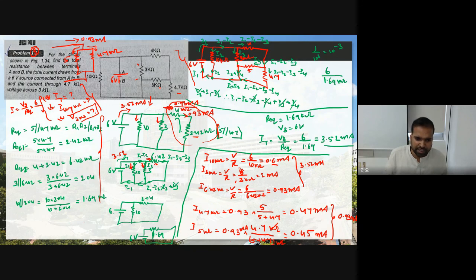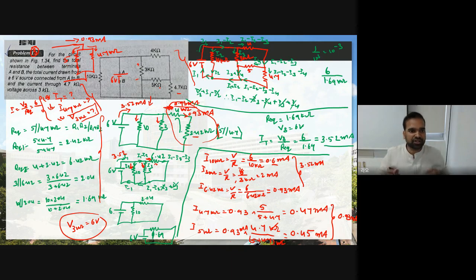Then what is the voltage drop across 3 kilo ohm? That is equal to 6 volt, because this is the battery and these 3 elements are connected in parallel. The voltage drop across 10 kilo ohm is 6 volt. The voltage drop across 3 kilo ohm is 6 volt. The voltage drop across 6.42 is also 6 volt, because these are connected in parallel.